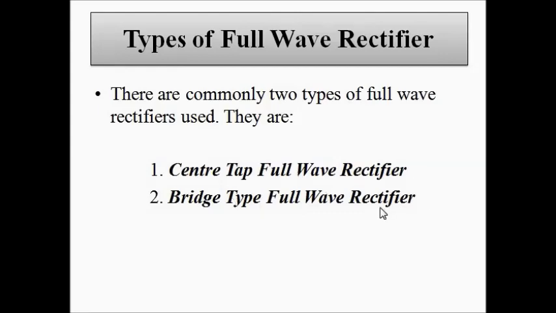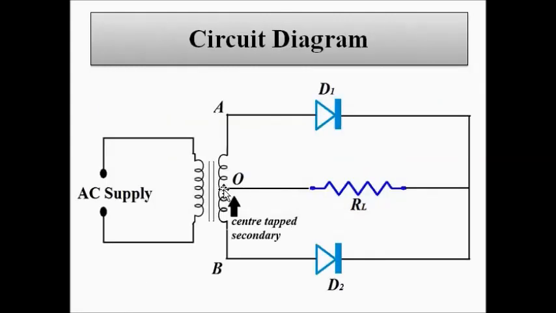Now you will ask a question: why do we need the bridge type full wave rectifier? What is the disadvantage of the center tap full wave rectifier? The main demerit of the center tap full wave rectifier is that the exact location of the center tap point, the middle point of the secondary winding, is very difficult to locate. So this makes the design of this circuit very difficult.